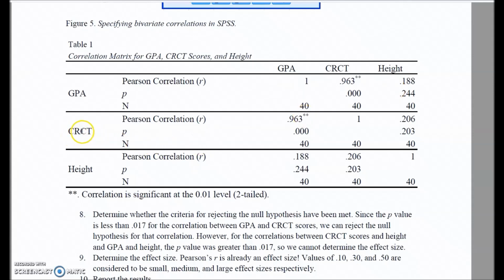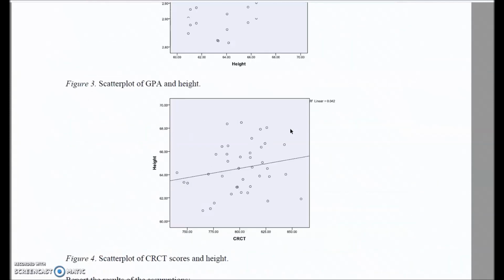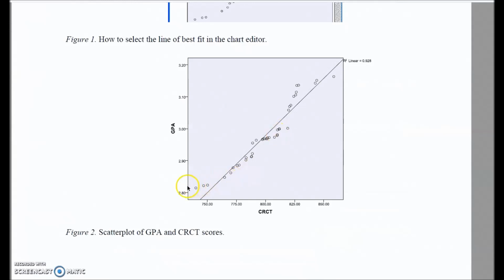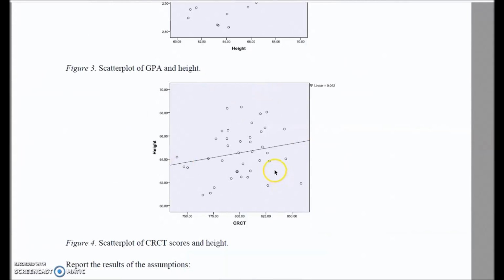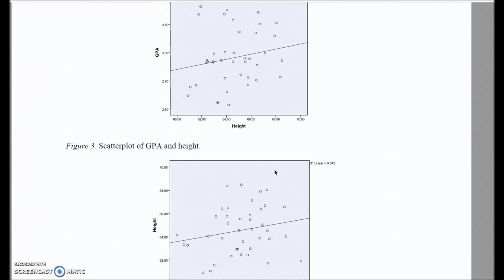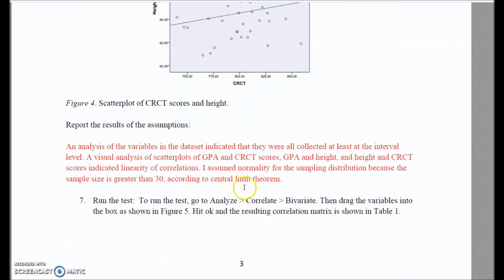So if I look at the CRT scores again, with itself will be 1, but with GPA it is high, so it is a positive correlation. So what I can say is high GPA goes with high CRT scores, but there is no correlation with the height, which you probably would have guessed even from the scatter plots, because they were nearly following the line, but these were all over the place. So there wasn't going to be any correlation between height and GPA or height and CRT scores.